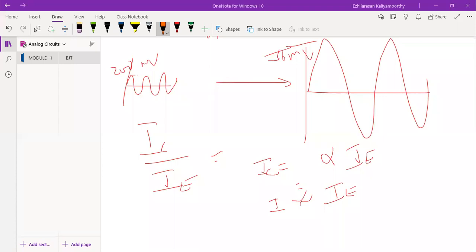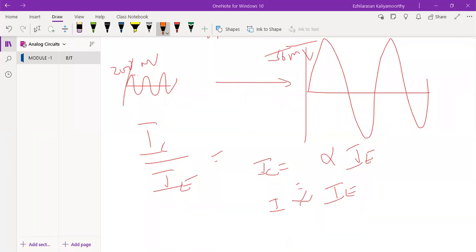What are the two conditions? Condition number one: the input voltage must exceed the cut-in voltage for the transistor to be on first. So the input voltage must be greater than 0.7; the cut-in voltage means 0.7 volt. Second, the BJT should be in the active region to be operated as an amplifier, because biasing is done only for the amplifier.